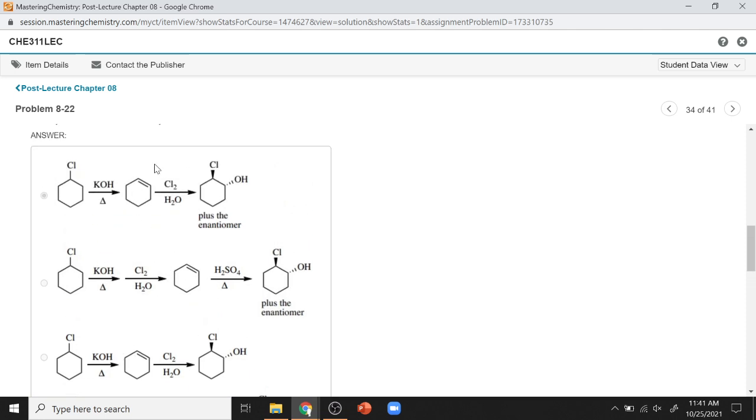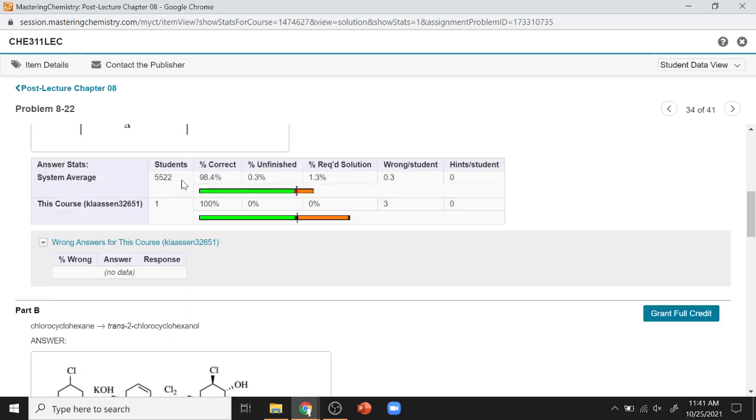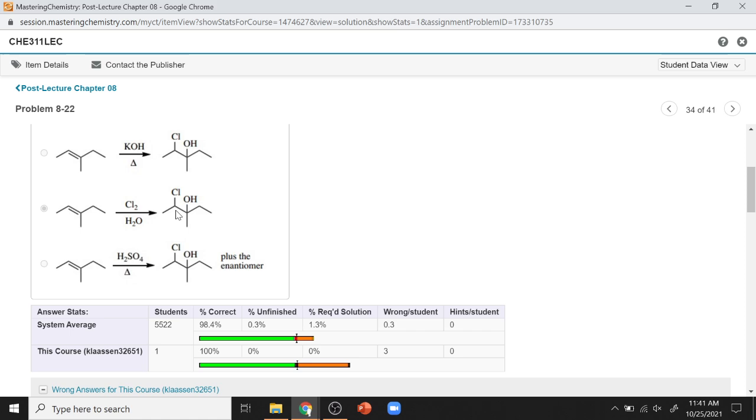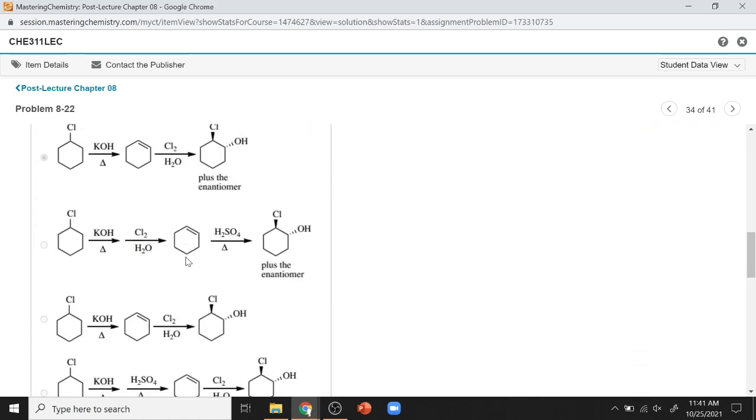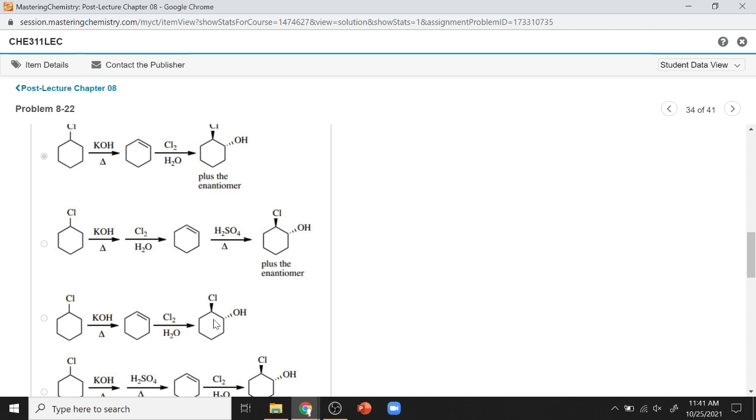We have two options here. We have the option where we have the double bond, and then we have the Cl2, H2O coming across it. And that looks just like the thing we just did, right? Okay, that's nice. And then it'd have plus an enantiomer here. And the other option would be the Cl2, same thing, same reaction. The only difference here is we don't have anything saying plus an enantiomer, right?